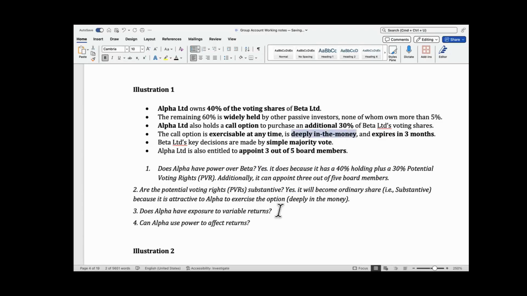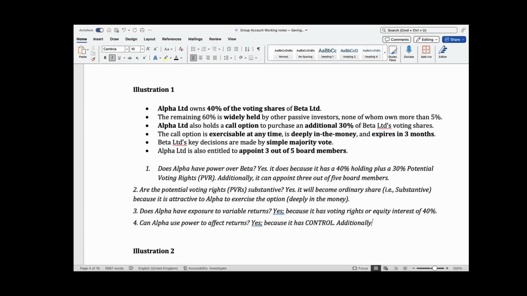Does Alpha have exposure to variable returns? Yes, he has exposure because it has voting rights or equity interests of 40%. So he will get returns. Can he use his power to affect those returns? Yes, because it has control. He can use that power because he has control.